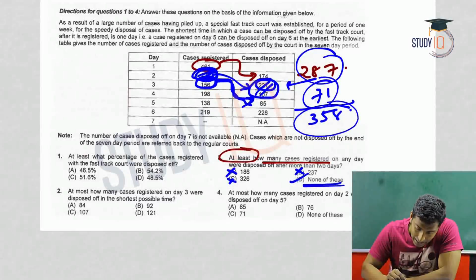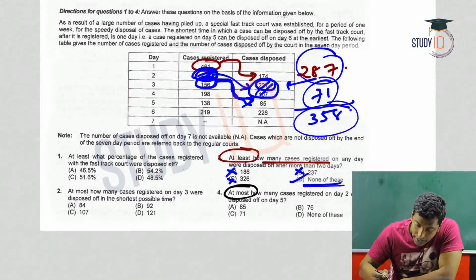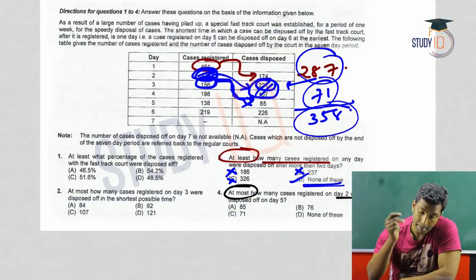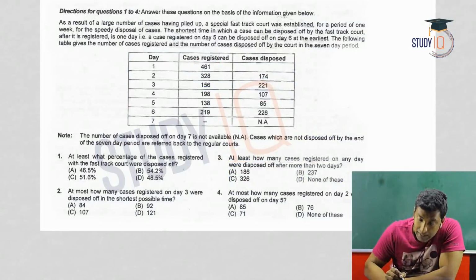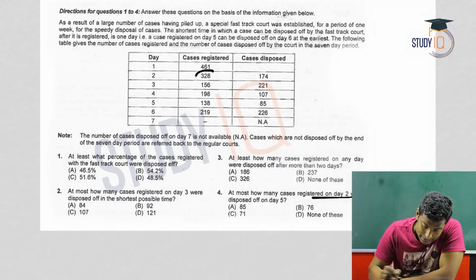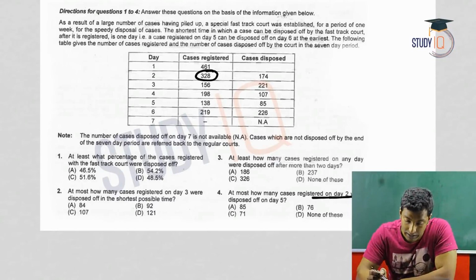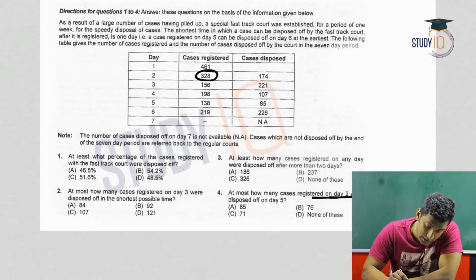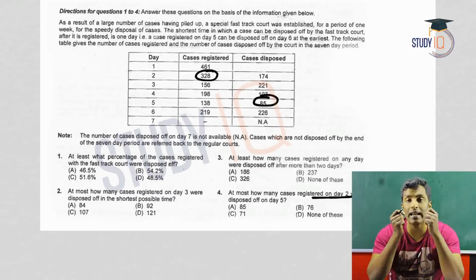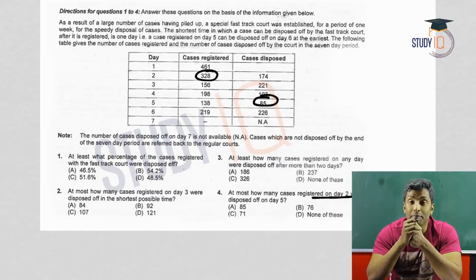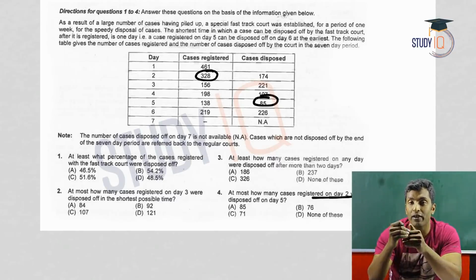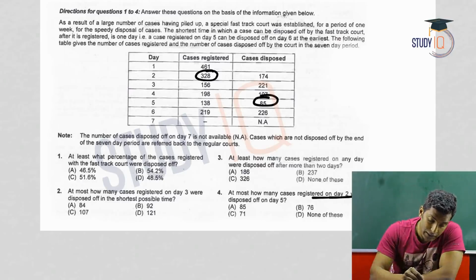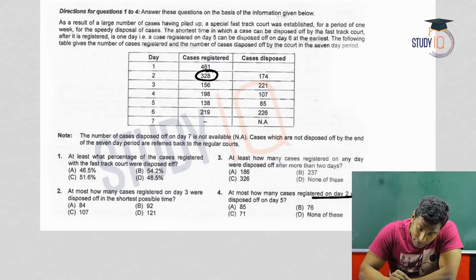At most, how many cases registered on day 2 were disposed of on day 5? See, let's look at the cases which were registered on day 2. So 328 cases. So how many cases which were registered on day 2 were disposed of on day 5, right? Day 5, how many cases disposed of? 85. So out of this 85, what I need to do is, at most how many cases resolved on day 5 of the cases which was registered on day 2, right? So let's see, before that how many cases were resolved.